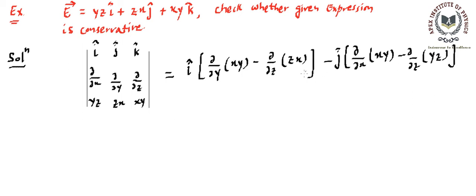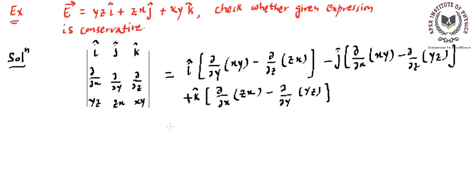And the last term we will find is going to be k cap, and for that this row and this column will not be considered, so cross multiplication of these things means del upon del x of zx minus del upon del y of yz. So that's going to be the k cap.